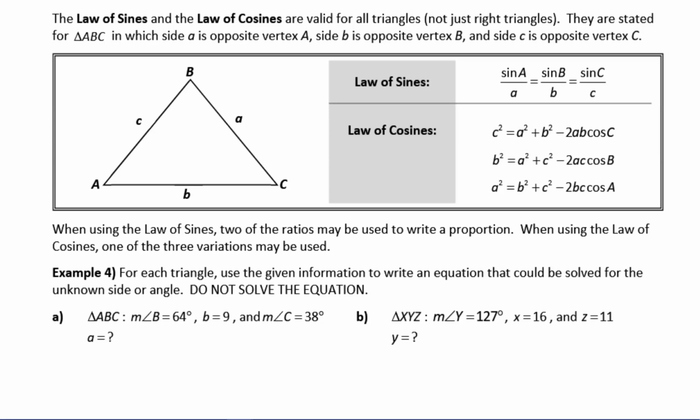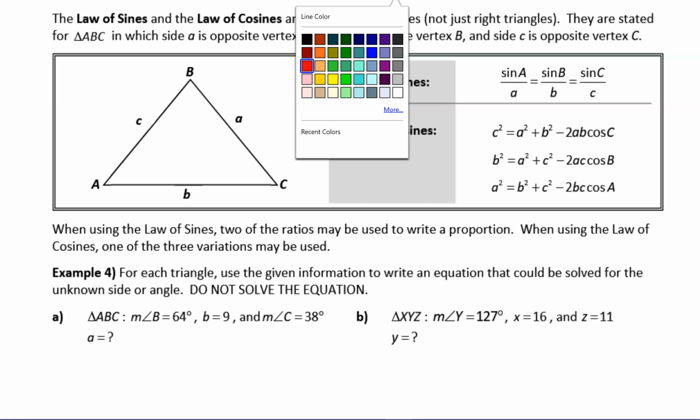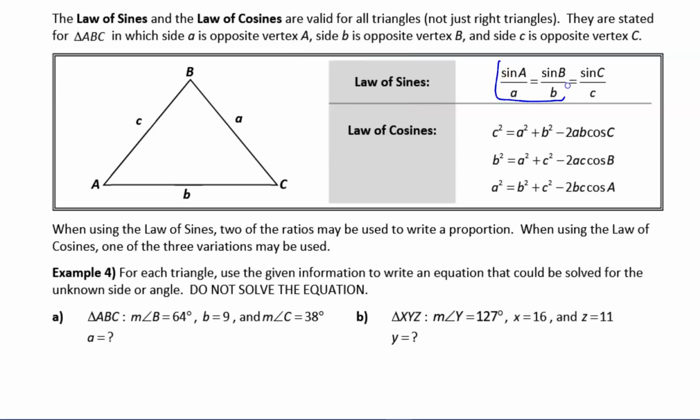Okay, so the law of sines is stated: sine of angle A over the length of side A equals sine of angle B over the length of side B equals sine of angle C over side C. In practice, it won't be used altogether like that. Just 2 of the equal portions would be used together to form a proportion, and we can cross multiply to solve.